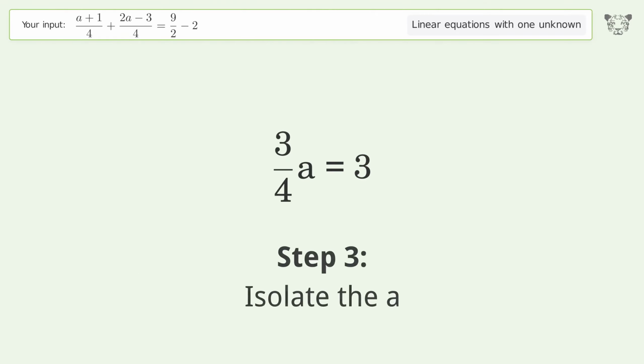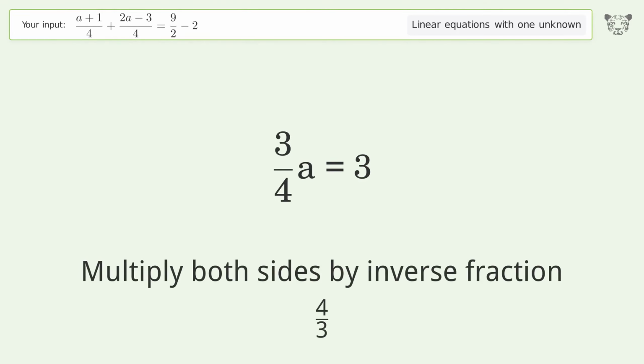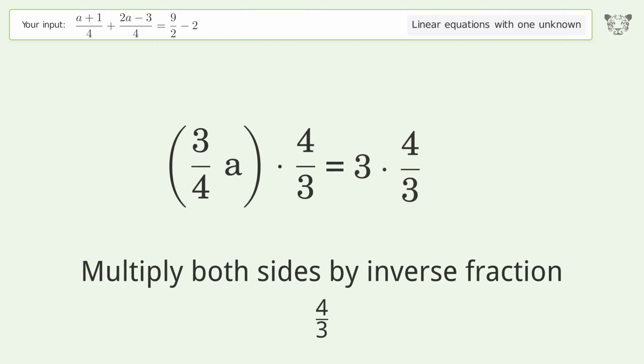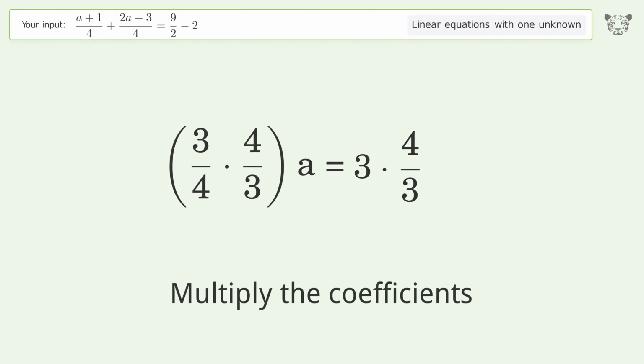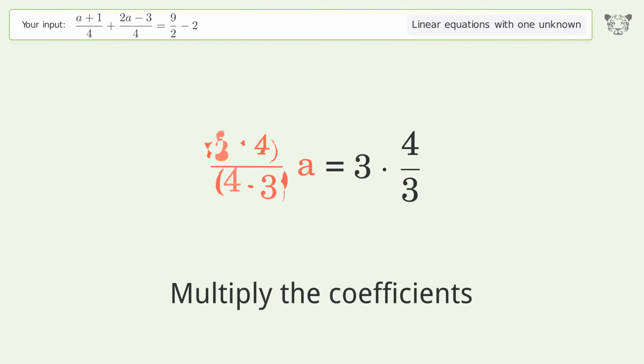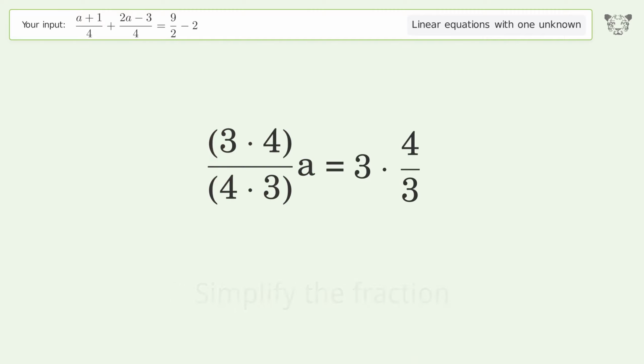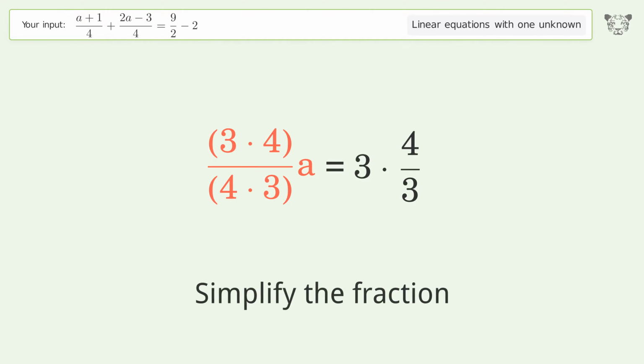Isolate the a. Multiply both sides by inverse fraction 4/3. Group like terms. Multiply the coefficients. Simplify the fraction.